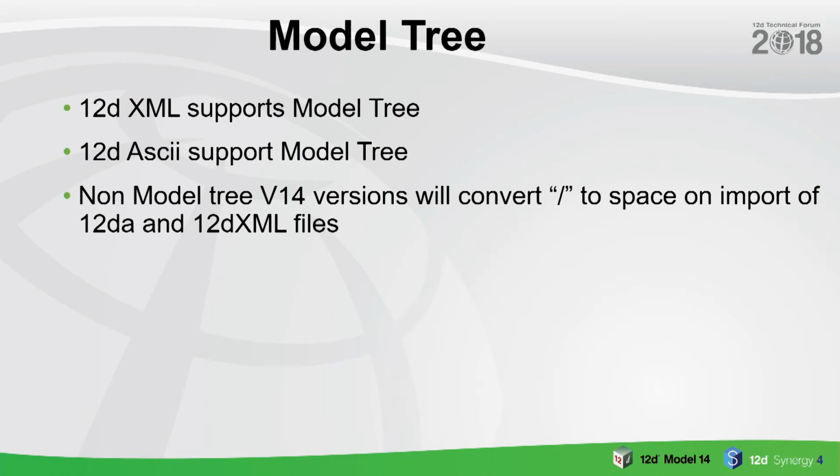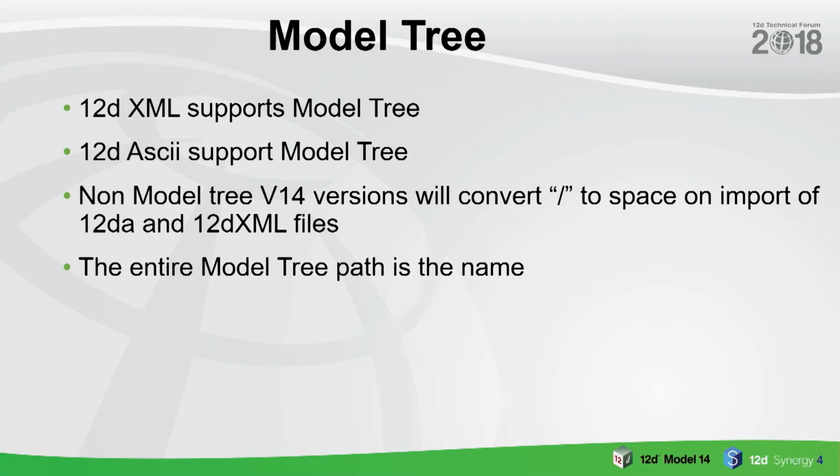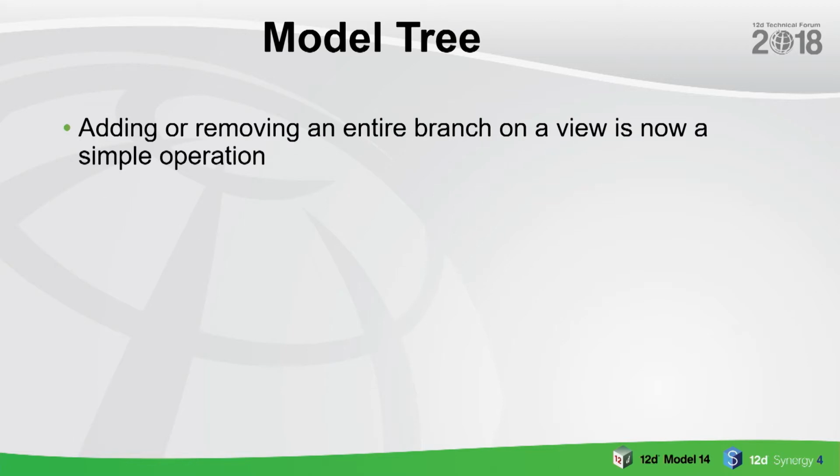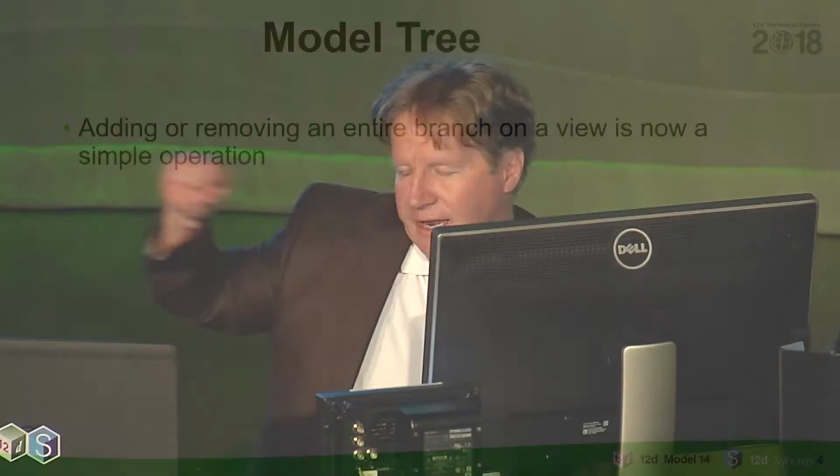12D XML support, 12D ASCII support. Earlier versions will convert the slash to a space so that the 12D ASCII files are not considered illegal in V12 or V11. And the entire model tree path is the name. So that means you can have two Freds, ABC and XYZ. Fred are different models. And some of the benefits is, yeah, you can remove an entire branch of models just from that one node of the tree.